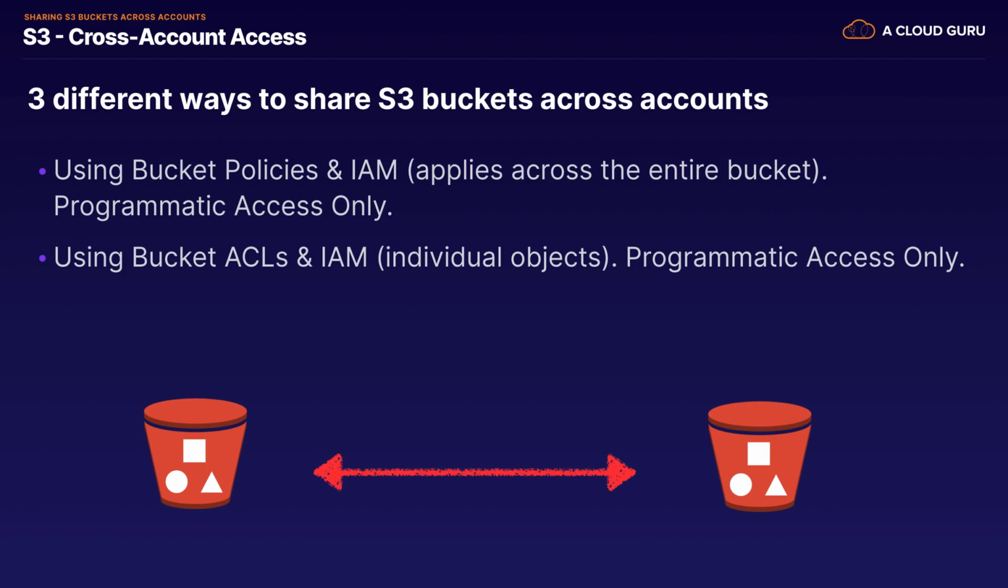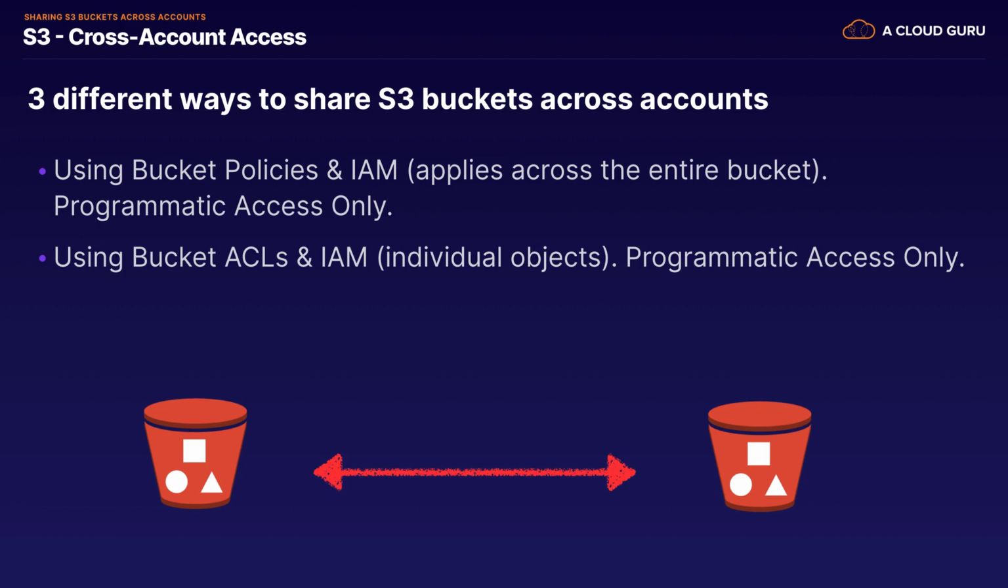The other way is by using bucket access control lists. Now, if you remember, bucket ACLs go all the way down to individual objects. So you use these in conjunction with Identity Access Management. Again, this is going to be programmatic access only.